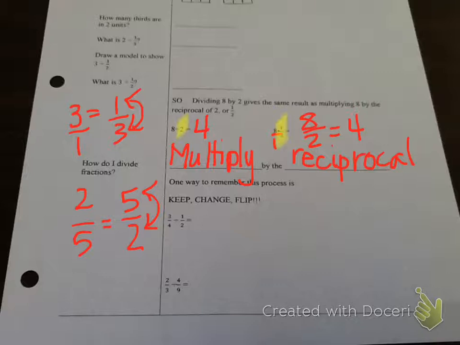which is where the process comes from of keep, change, flip. Dividing is always just multiplying by the reciprocal. We shorten that to a catchy phrase that we can remember easily, and we just say keep, change, flip. So, 3/4 divided by 1/2 would really be 3/4 times 2 over 1. We get 6 over 4, which would be 1 and 2/4, which is 1 and 1/2.